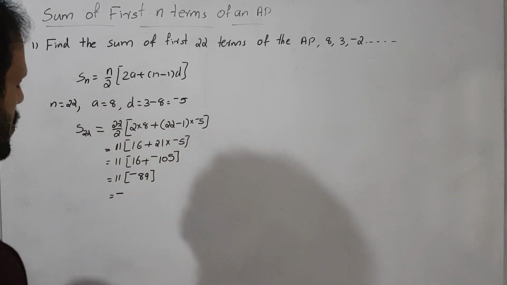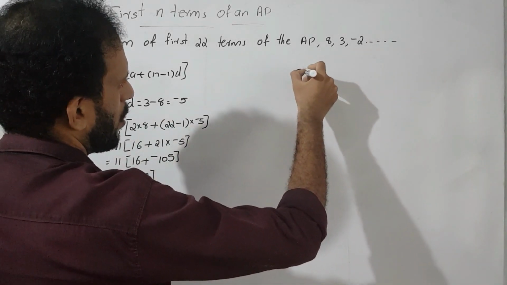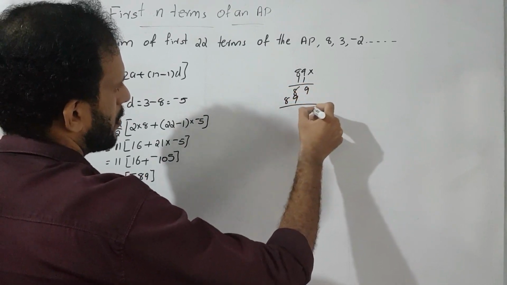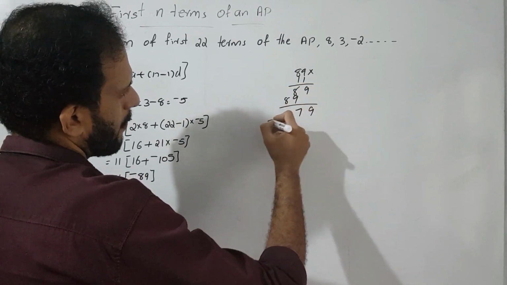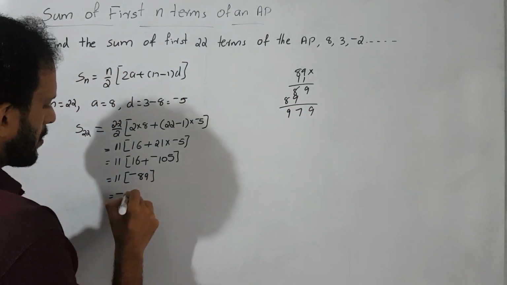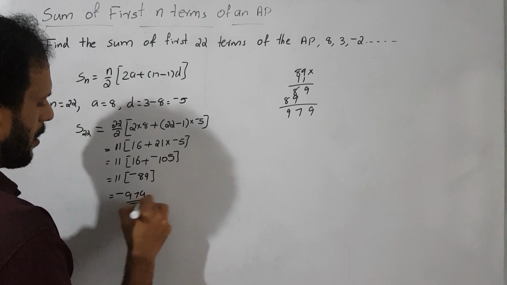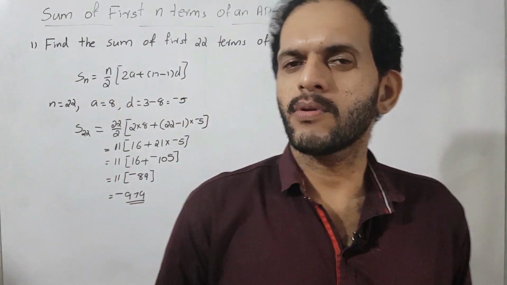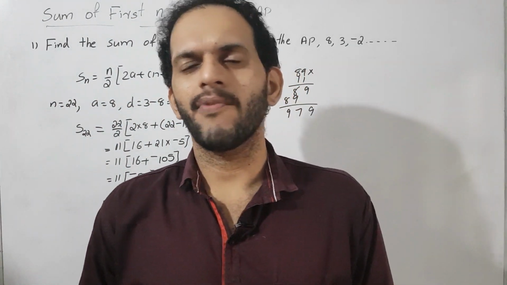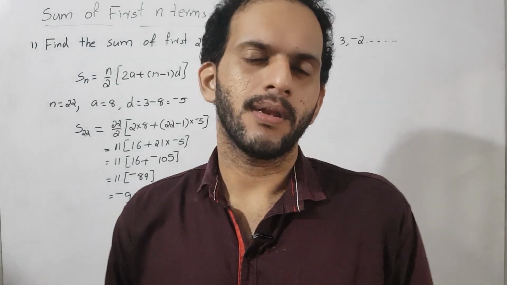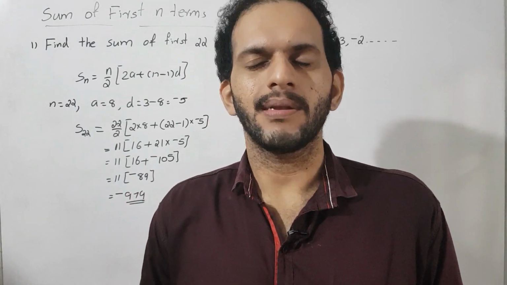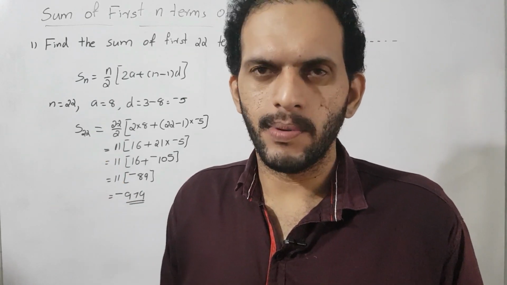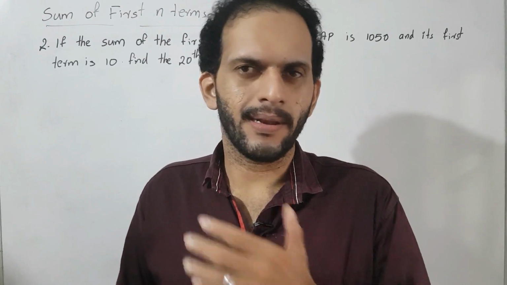So 89 into 11. What is 89 into 11? Yes, 979. So what is the sum of first 22 terms of an AP? The sum of first 22 terms of the AP is minus 979. Minus 979 is the answer. Then this is a direct application of the sum of an AP. Okay, next we are discussing the next question.